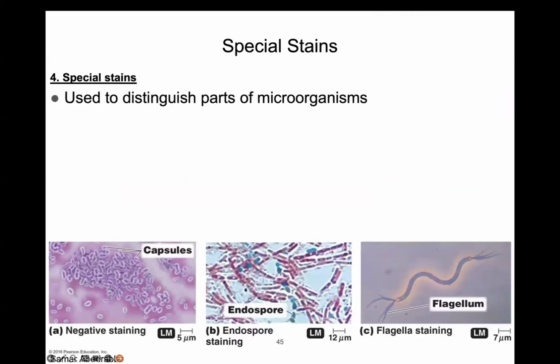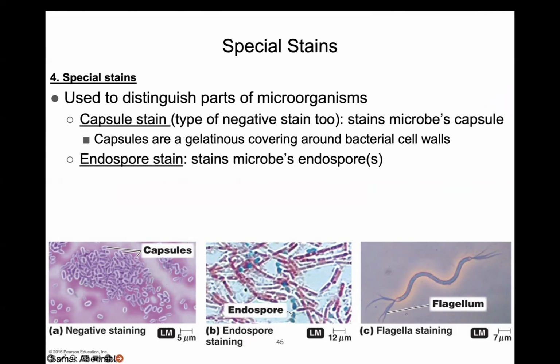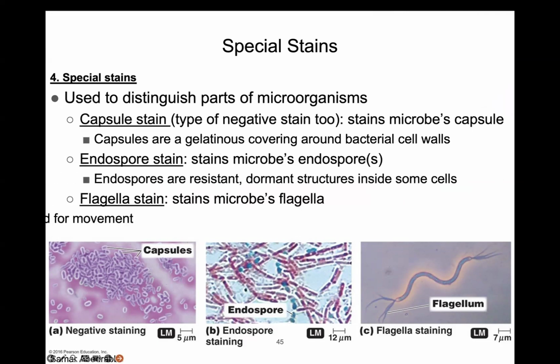And then the final slide of our stain lecture is special stains. With special stains, they're used to highlight specific structures in microbes, which can be important for identification of microbes. So capsule stains are a type of negative stains that highlight the capsule around some bacteria, which can be a very important diagnosis for disease. So there's something called a capsule stain. It's a type of negative stain.